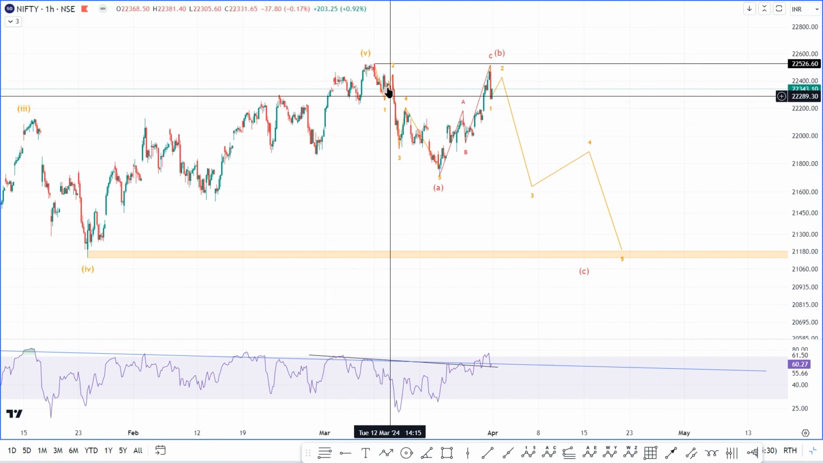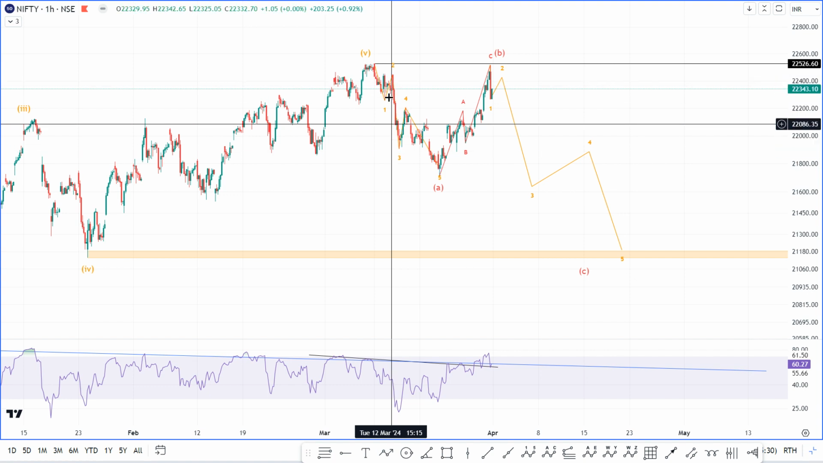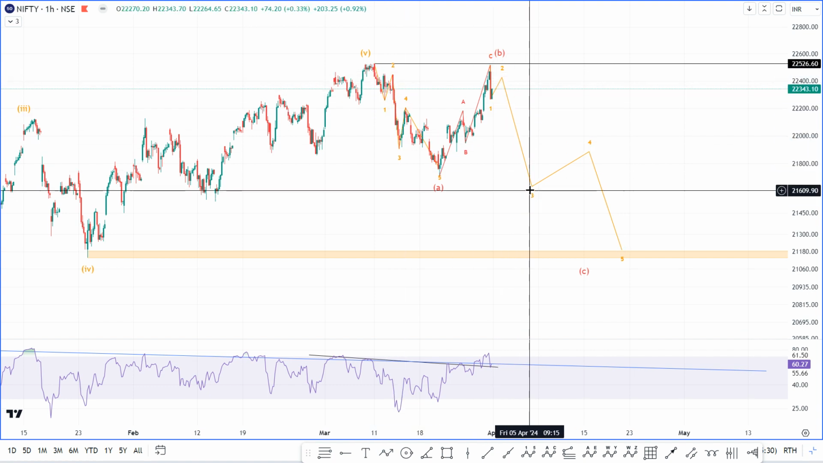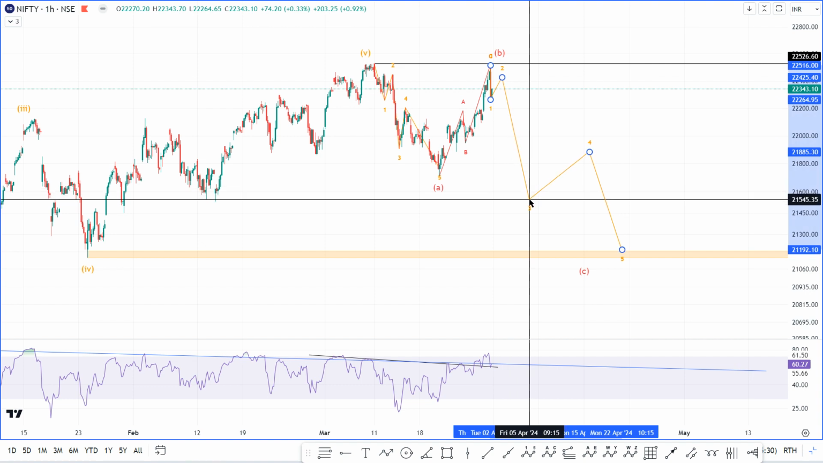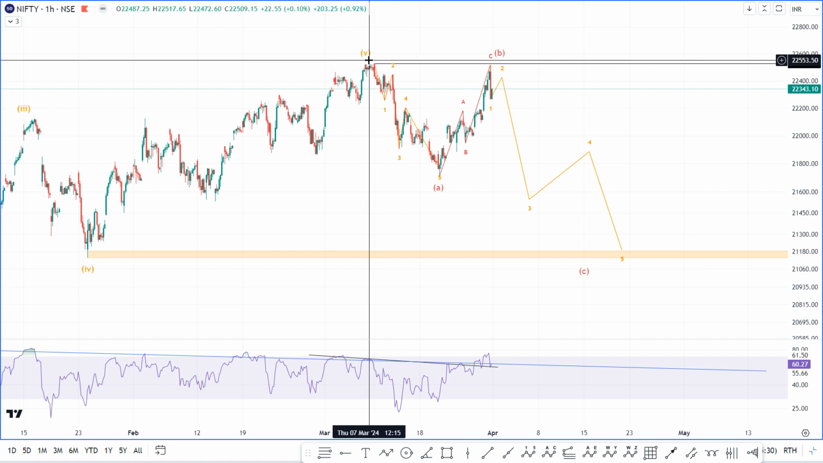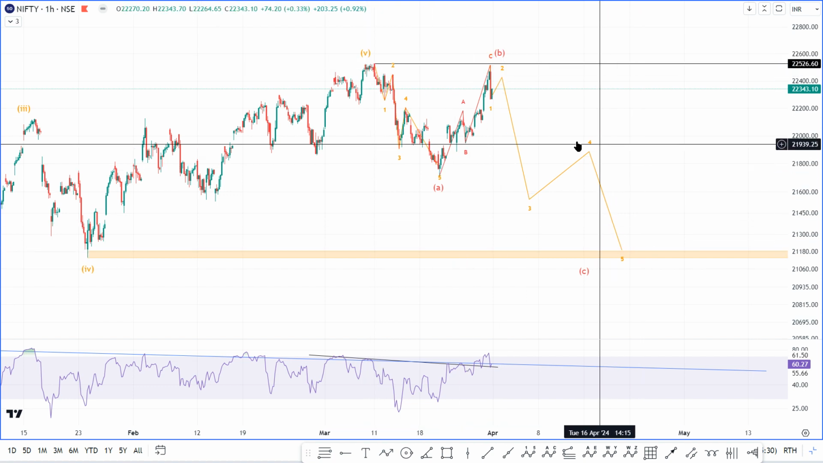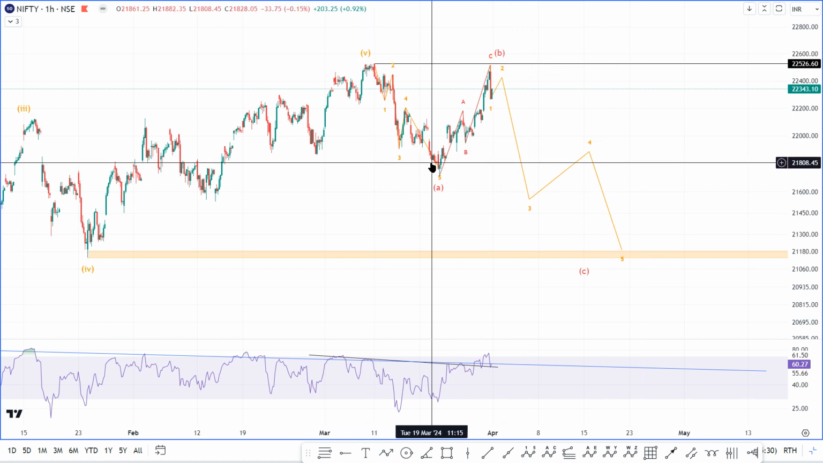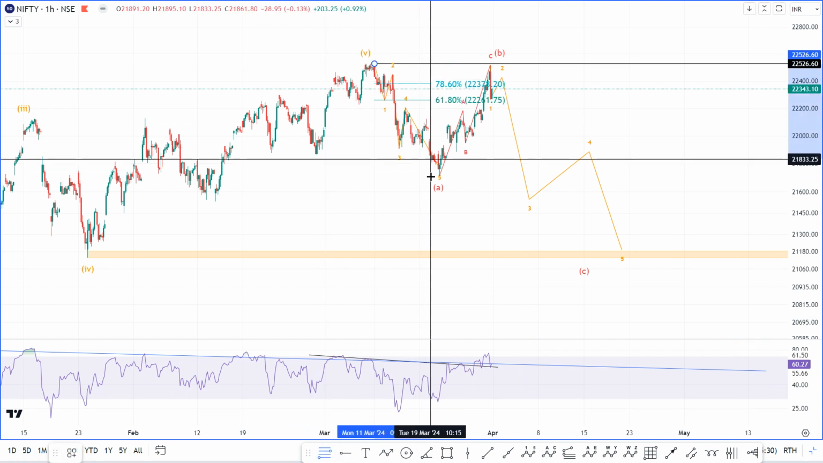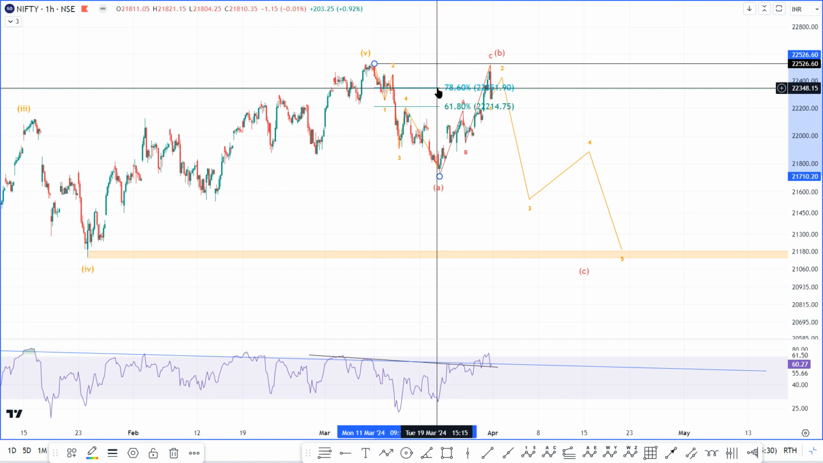Now look at the momentum of wave 3. Wave 3 is always sharp, so we can expect wave 3 here to be sharp as well. This can again be a zigzag correction where 5-3-5 is possible. Now, in a zigzag correction, usually the wave B does not go above.